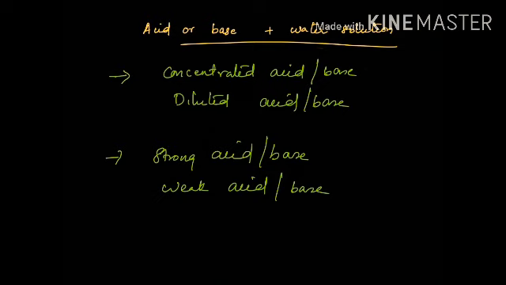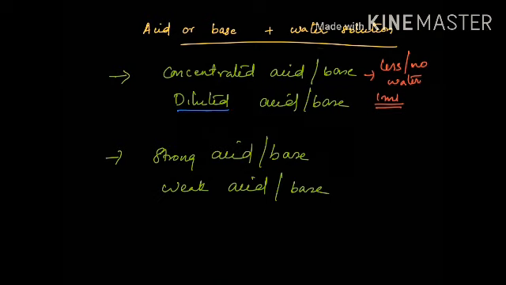Now what is this concentrated acid or base? It contains little or no water content in it. If the amount of water is very little or no water at all, then we call it a concentrated acid. Suppose we are taking 1 ml of acid, 1 ml will be the acid itself, there won't be any water content in it. Such types of acids we call concentrated acid.